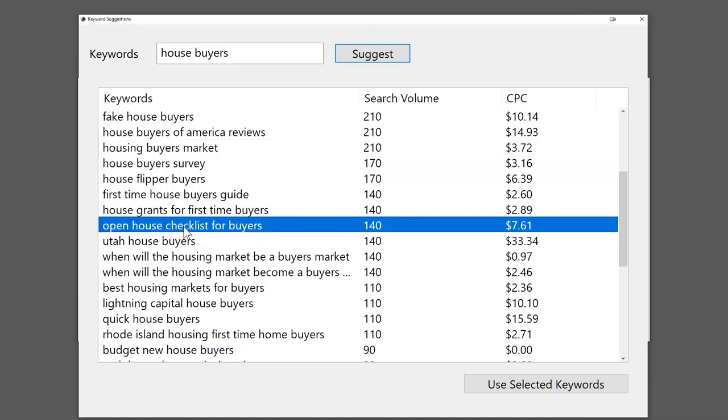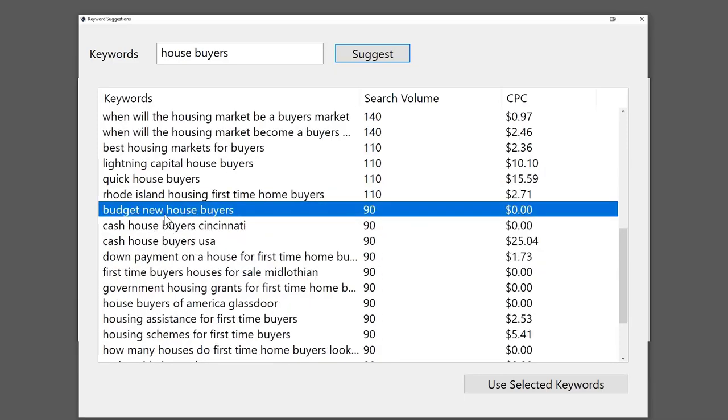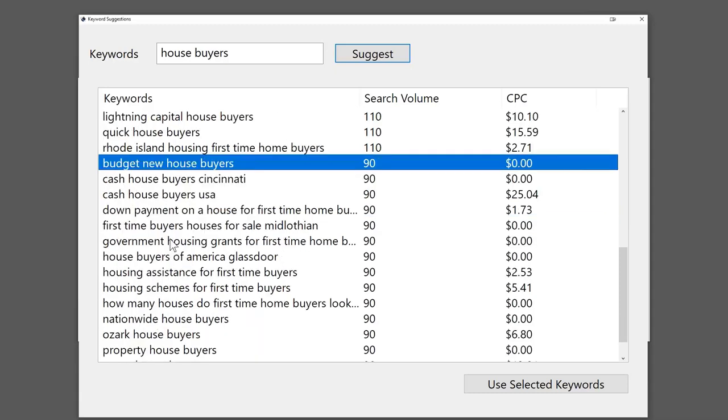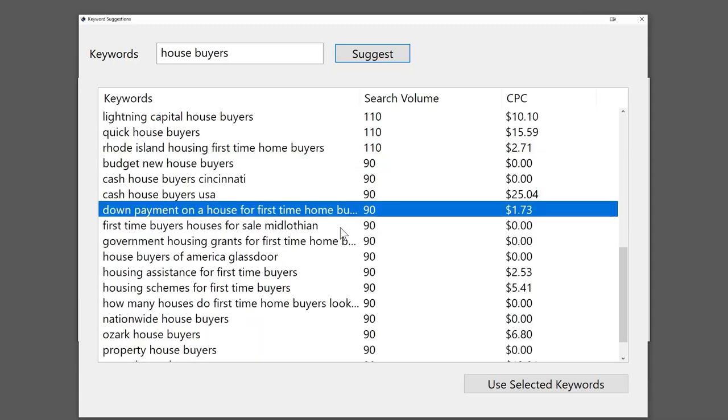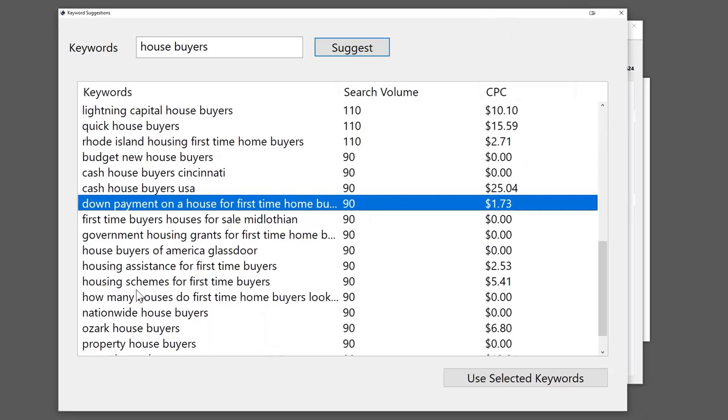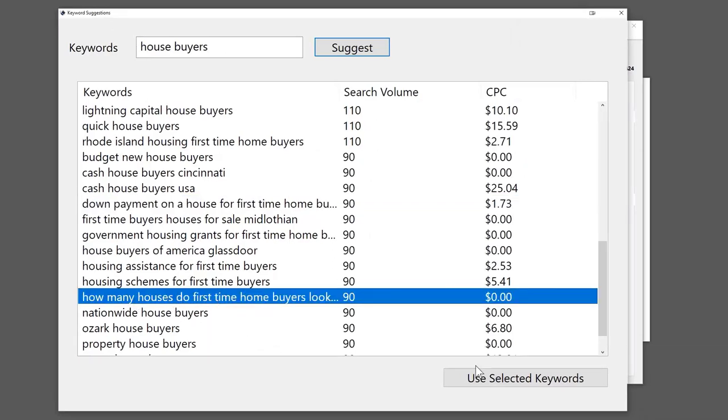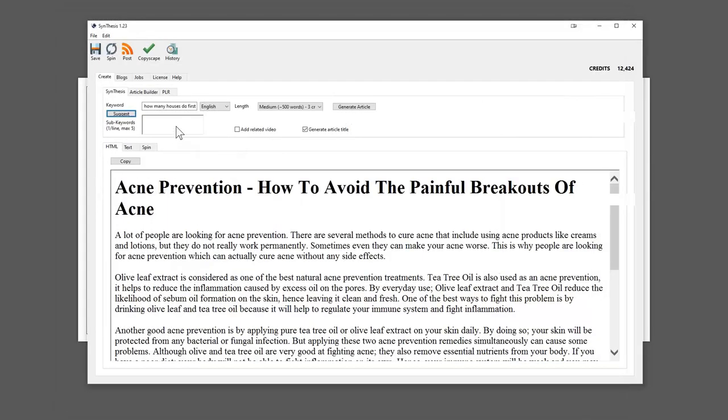Open house checklist for buyers. Okay, that's a good one. Budget new house buyers. Okay. Down payment on. Here's a great keyword. Look at this one. When I say great, I mean it's a long keyword. Let me just try and. Can I move this? Here, this one. Here we go. Let me use that selected keyword.